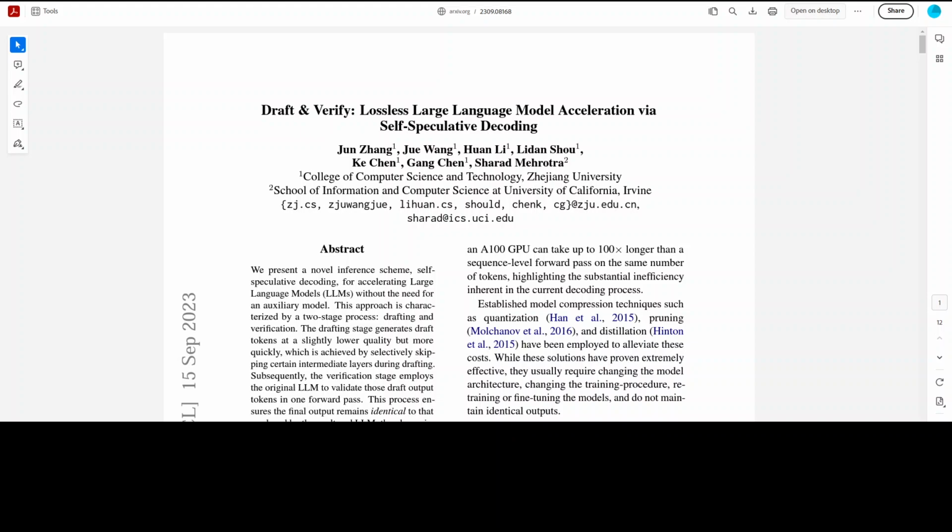In this video, I wanted to share with you this new inference scheme called self-speculative decoding in this paper. This new inference scheme is primarily being used for accelerating large language models without the requirement for an auxiliary model. This is a new way of looking at this inference.